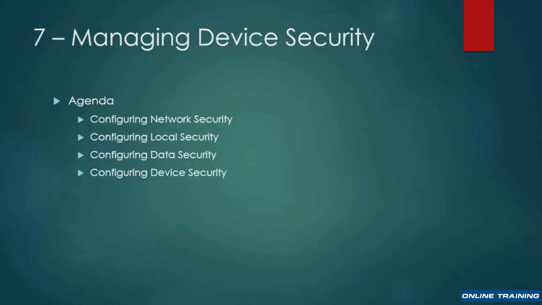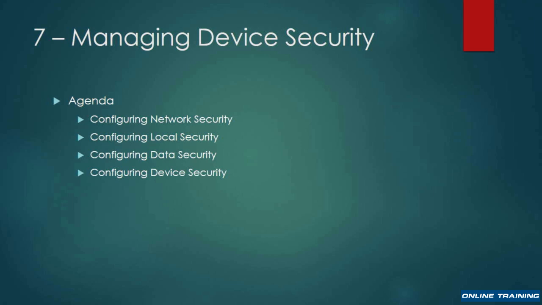Then we'll look at configuring local security on the machine, in the form of security policies, and then moving on to data security. Data security is going to be through BitLocker. It's going to be through EFS. It's how are we going to protect the data? Well, we're typically going to protect the data by providing encryption of some form.